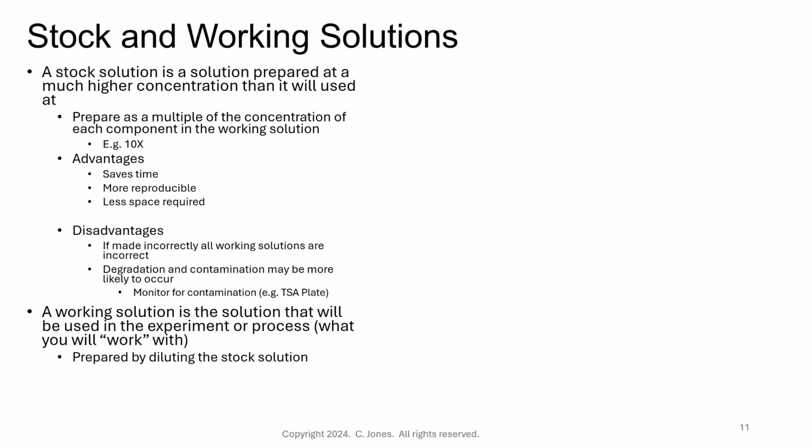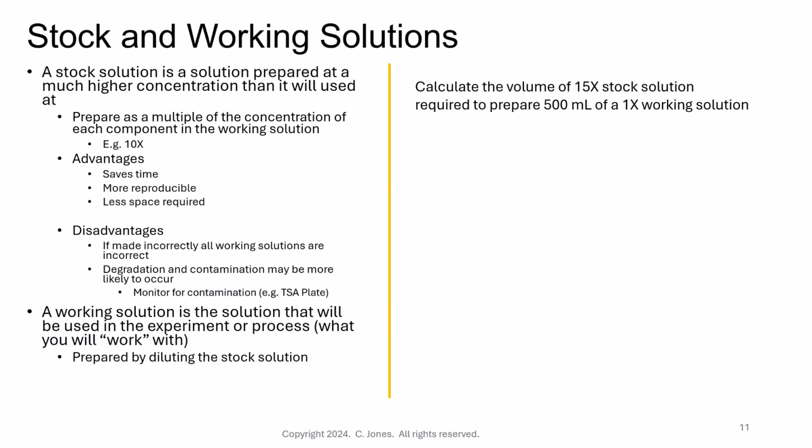Okay. A working solution is a solution that will be used in the experiment or process that you're going to work with. And so this is prepared by diluting the stock solution. So, ready for a problem? Here we go. Calculate the volume of a 15x stock solution required to prepare 500 mils of a 1x working solution. So guess what? Another C1V1 equals C2V2 problem, right?